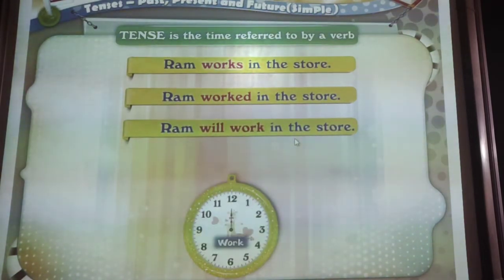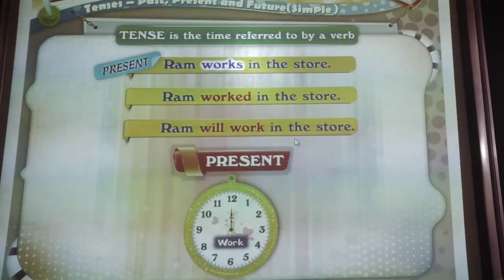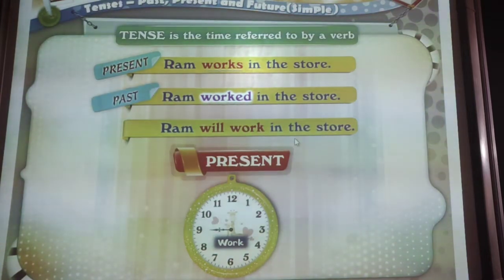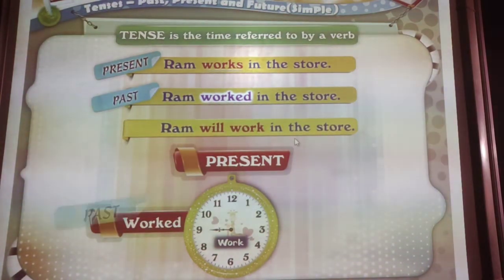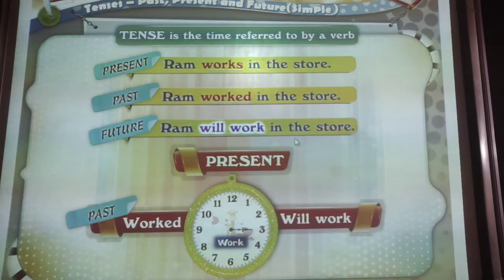The verb works refers to the present time. So the verb works denotes the present tense. The verb worked refers to the past time. Worked denotes the past tense. The verb will work refers to future time. Will work denotes the future tense.